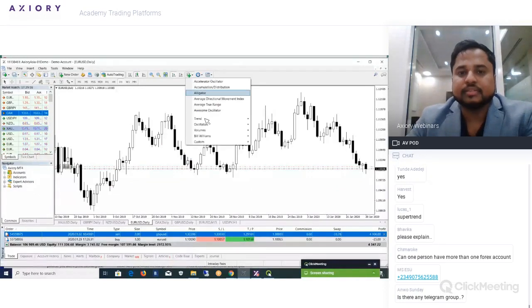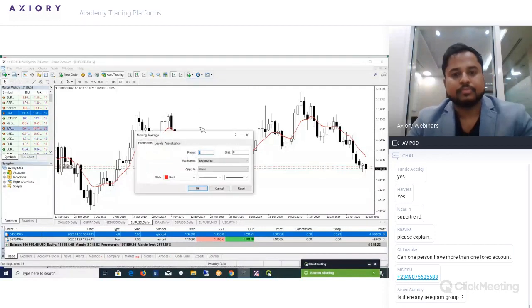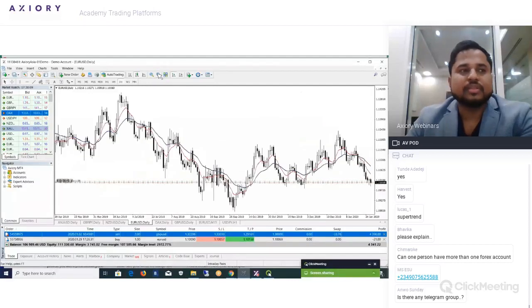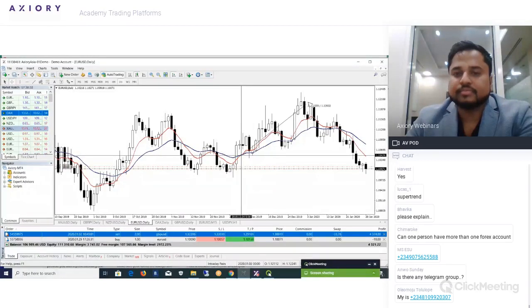I'll show you one indicator. So, moving average. This is a very common moving average we use to identify the trends. Though I am not a fan of indicators. So this shows that if the red line cuts the blue line to above, we can see the trend is going up for the time being.